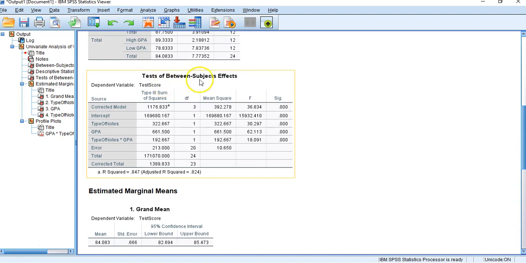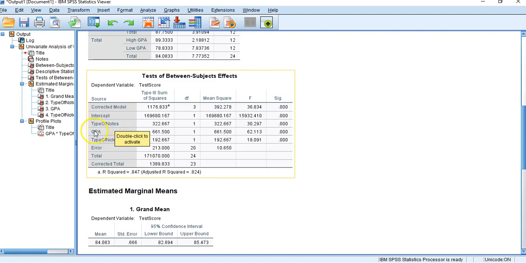Now, in our test of between subject effects, we have type of notes. This is the main effect of type of notes, with 1, and we always do it over error, so 1 and 20 degrees of freedom. And the F ratio, SPSS does this for you, is 30. Here's our significance, 0.000. That's less than 0.05. So we have a significant main effect of type of notes.